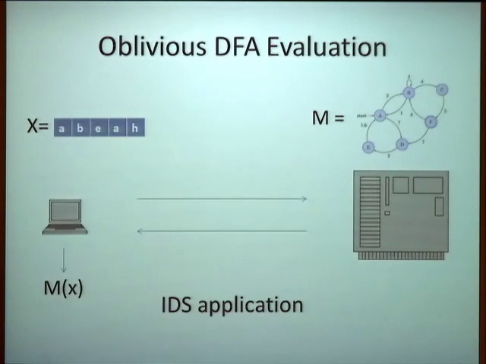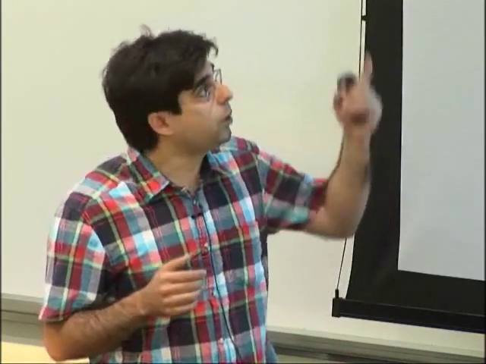As for IDS applications, this is what I'm going to look at. This is essentially the case where the server is holding the DFA. The IDS server has a rule set that it compiles into a DFA, which is going to be rather large. But the inputs are relatively small, an IP packet that you want to analyze. So usually the input string is smaller and the DFA is larger in the IDS application.